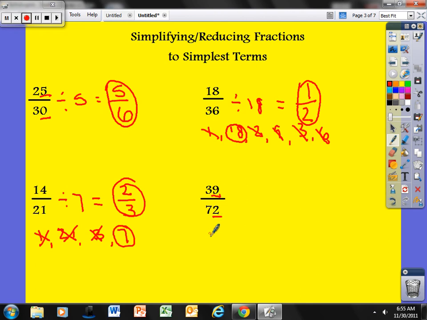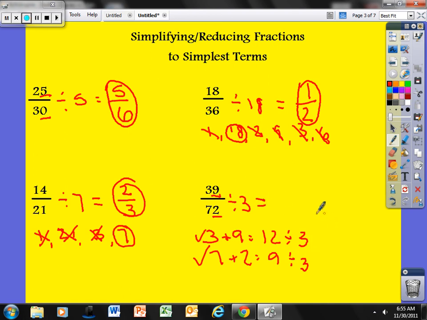So let's try 3. The rule for 3 is to add the digits together. So I'm going to take 3 plus 9 for 39 and get 12. Well, 12 is divisible by 3. Okay, good. So that will work for 39. How about 72? 7 plus 2 is 9. Hey, 9 is divisible by 3. That'll work for 3. Okay, so I'm going to divide both by 3 to begin with. I might have to go further, but this is a good starting point.